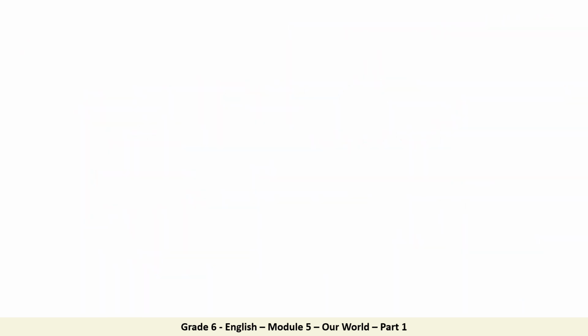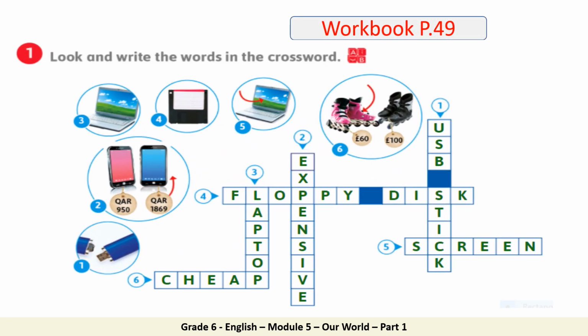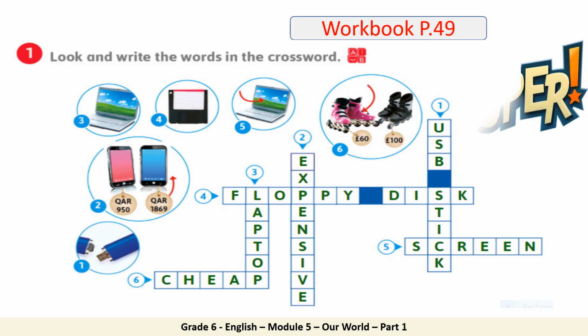Okay, let's see what we did so far. Right, very good. In number 1, we have USB stick. Very good. Number 2, expensive. Number 3, laptop. Number 4, floppy disk. And number 5, screen. Number 6 is cheap. Super. Awesome job, everyone. Very good.